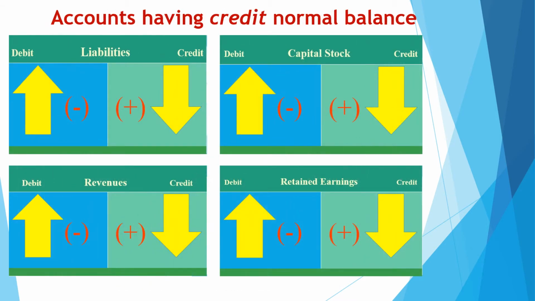Regarding the accounts that have a credit normal balance, so they are increasing in credit but decreasing in debit, are liabilities, capital stock, revenues, and retained earnings. So when we say liabilities have a credit normal balance, all liabilities increase in credit and decrease in debit. All liabilities such as current or long-term liabilities, so for example accounts payable, unearned revenues, long-term loans, bonds payable, all these liabilities increase in credit. And this is for capital stock and for revenues and for retained earnings as well.